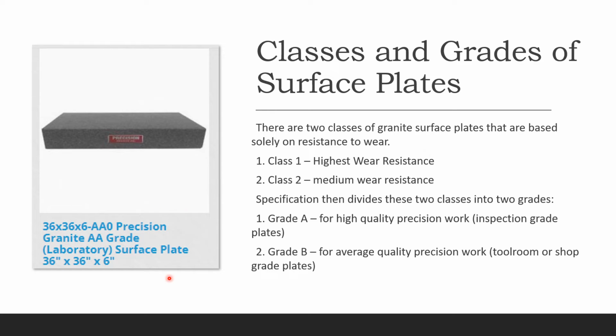Then this is the made in America Granite grade AA, and that's for laboratory use. So that's pretty expensive. You have to pay about $500 to $600 for this little 36 inches by 36 inches by 6 inches block.